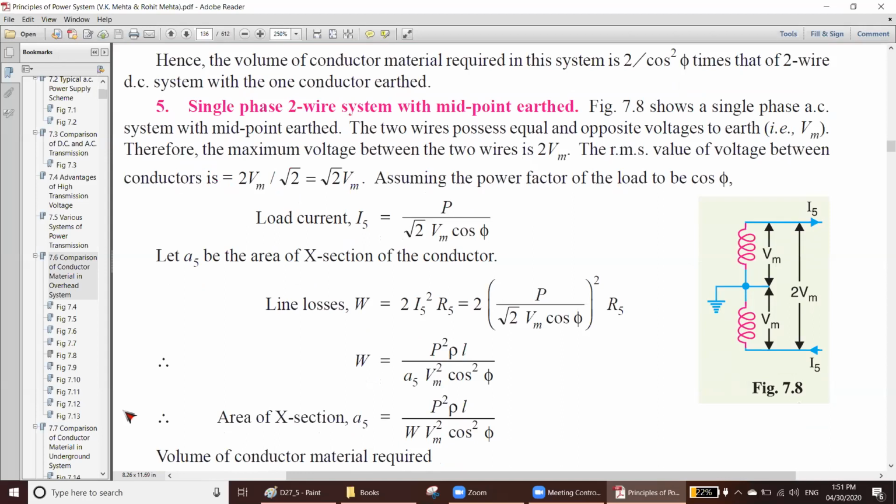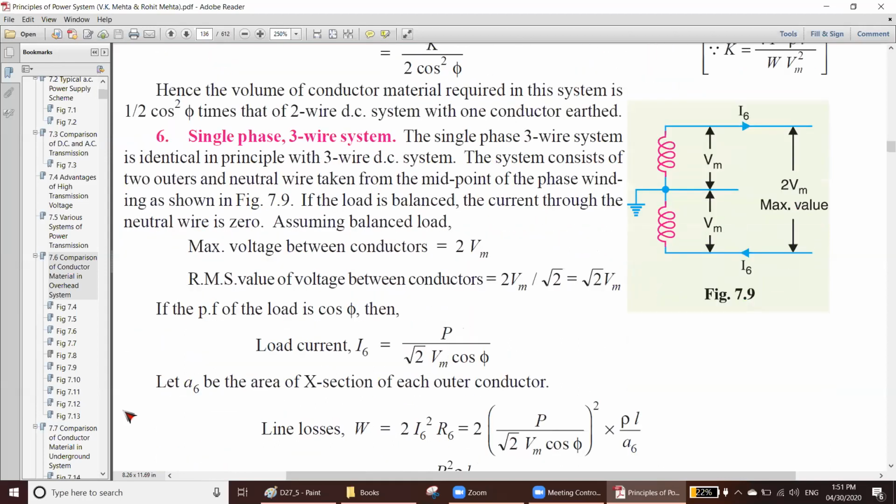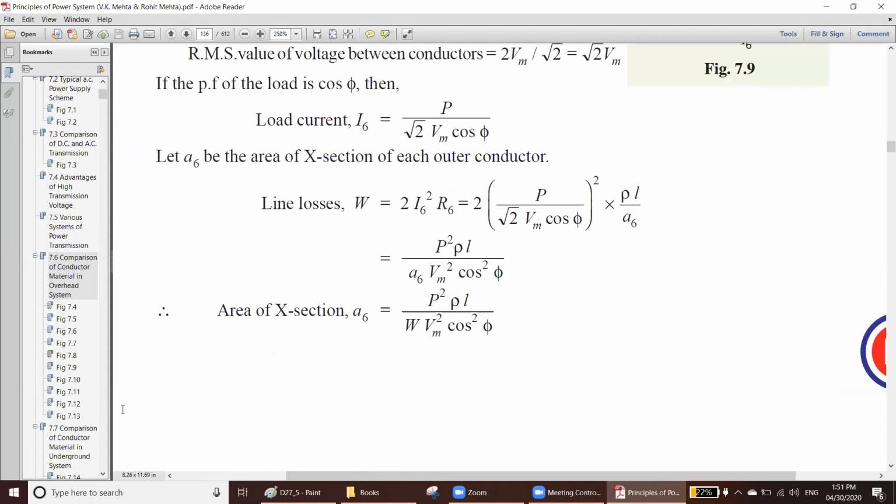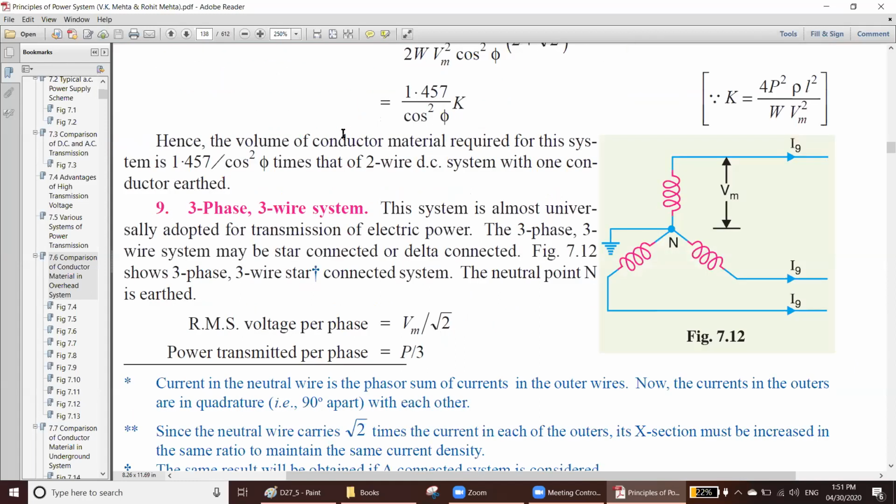Not 2-phase. 2-phase is not required. You can read it by yourself. Now, number 9, 3-phase 3-wire system. Most important one. 3-phase 3-wire system.